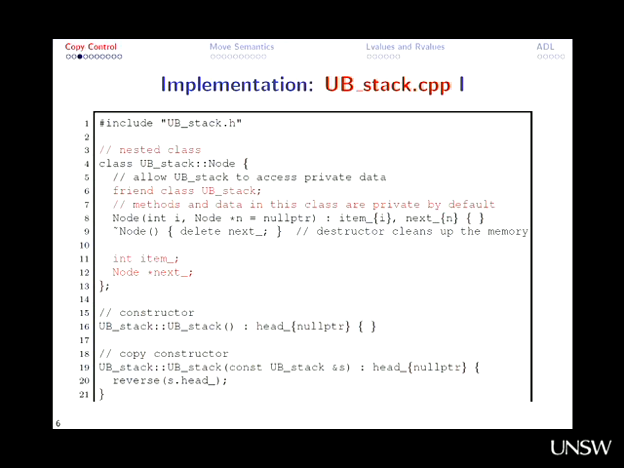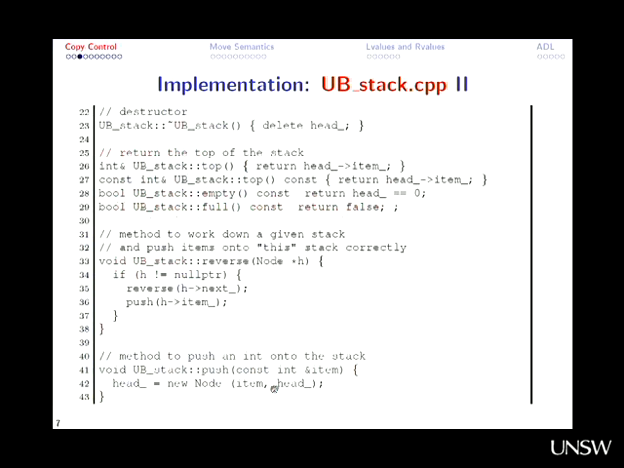We then have a whole lot of methods on the stack itself. We've got a constructor, which constructs the stack, and there's no data initially in there, so the head points to null. We've got a copy constructor, which we'll go into in a few minutes. We have a destructor. We have some methods to return top, and what you should note here is we've got two methods for top: a const version and a non-const version, for const correctness.